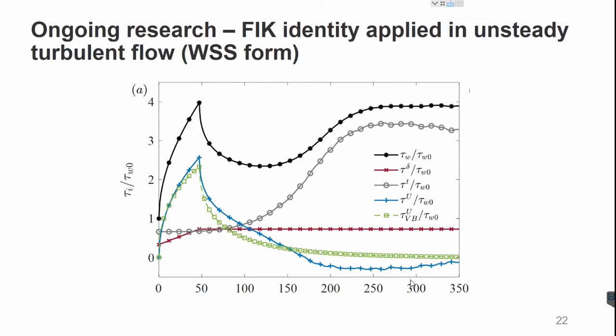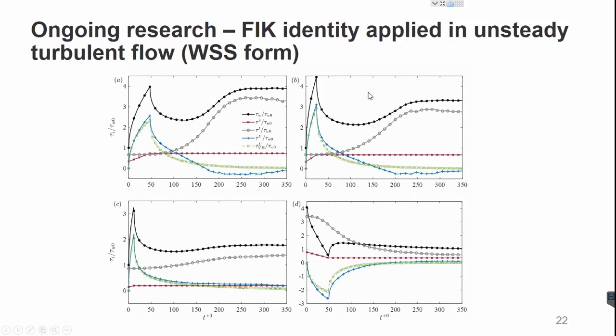And this is the result of applying the FIK identity. I'm not going to explain all the terms, but one important thing we can see here is that the unsteady term, which is the blue line in this case, calculated from the DNS data, has a very similar response to the 1D model by Vardy and Brown, which is what we have from the literature. So the unsteady friction determined by Vardy and Brown gives us a good prediction of the unsteady component from the DNS data.